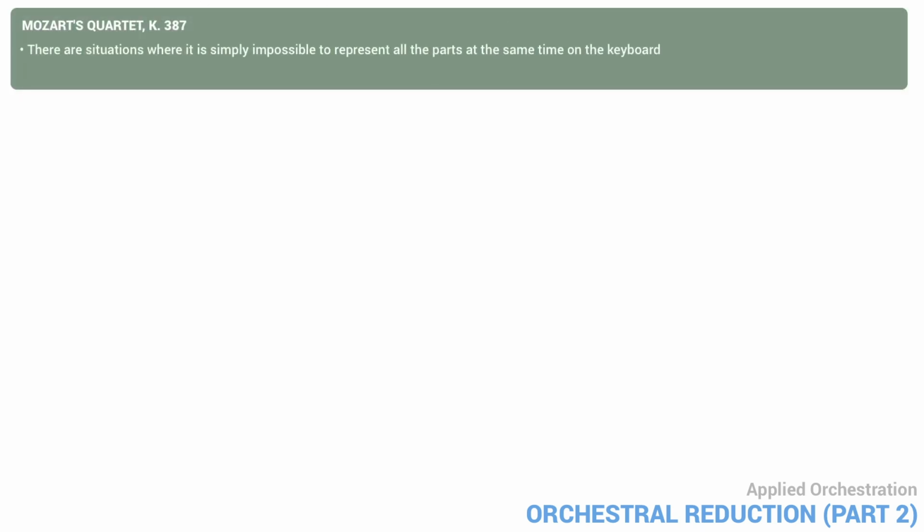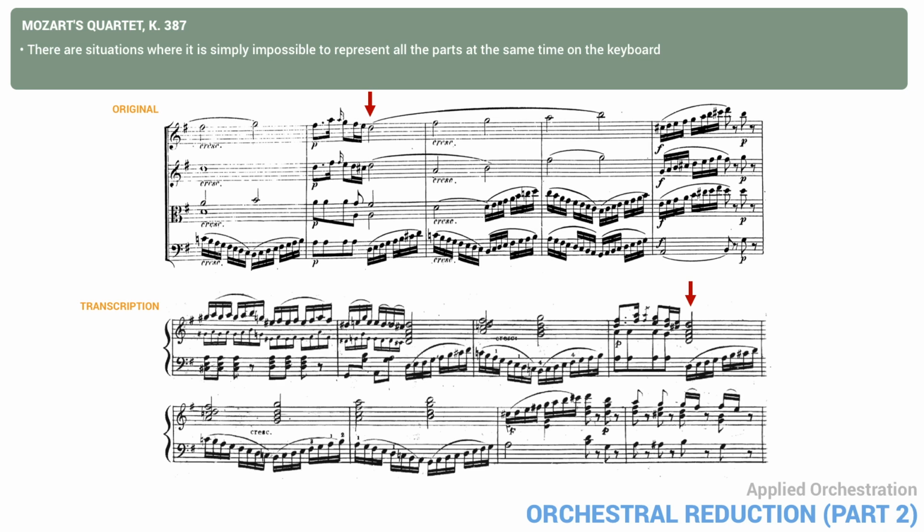However, there are situations where it's simply impossible to represent all the parts at the same time on the keyboard. Here's an example from the first movement of Mozart's quartet K387. The cello line here is gradually moving down. The second violin makes thirds and sixths below the top line, but the viola doubles the cello in parallel tenths and 16th notes. Then in the next bar, all three upper instruments rise up together with a scale to the peak of the phrase, the high D.